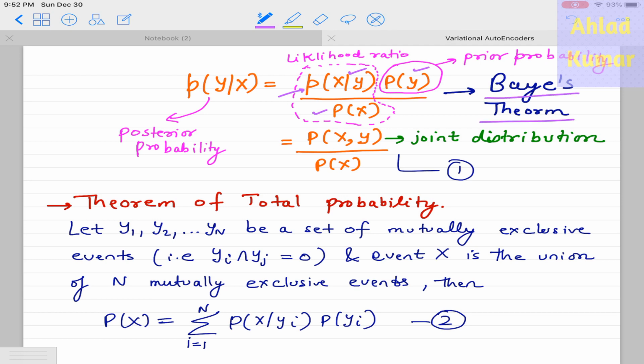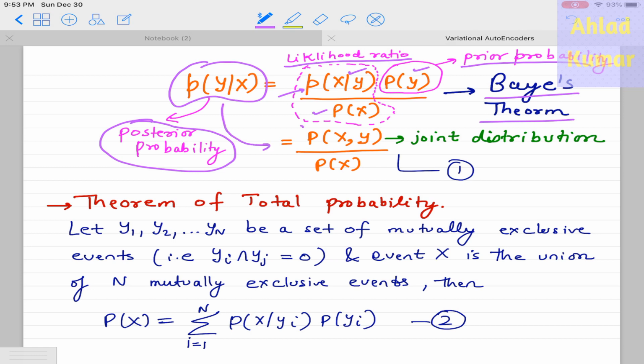I will not be deriving it here, but this is Bayes theorem, where p of y is the prior probability, the prior information available about the system. The ratio of p of x given y divided by p of x is defined as the likelihood ratio, and the result is defined as the posterior probability. You should be aware of these terminologies. Also, p of y given x can be represented in terms of the joint distribution of x and y divided by p of x. These relations must be kept in mind because they will be used when we derive the loss function for the variational autoencoders.